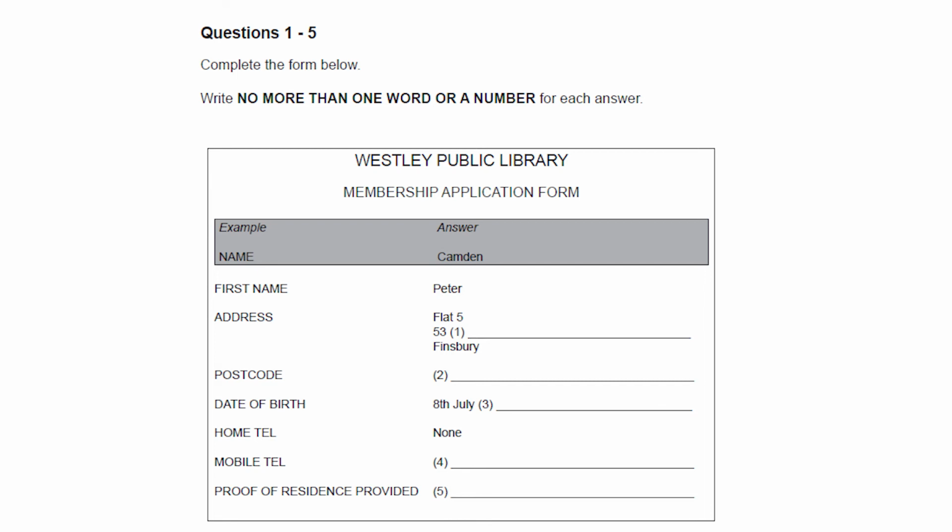Wait a minute. I've got a letter addressed to me here that arrived this morning. Will that do? Oh yes, that's a good idea. That will be fine. Let's look. OK, well that's finished.